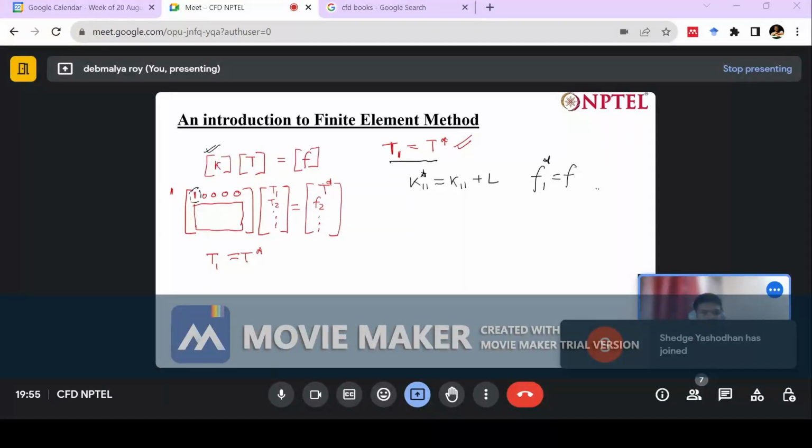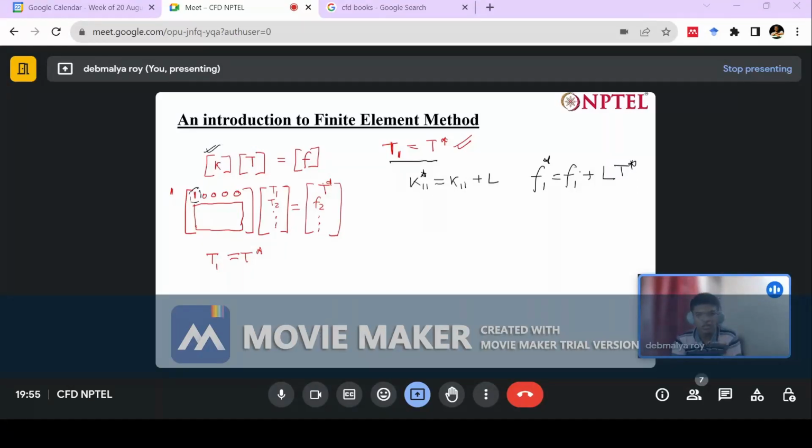So this has F1 star, F1 plus this large number into P star. The reason I am doing this, now let us see what the first row of this matrix equation becomes. This is K11, K11 remains, right? So K11 T1 plus I will have K12 T2 and so on. I will have all these terms and I will also have this large number L multiplied by T1. So this was with K11, so this is multiplied by T1.